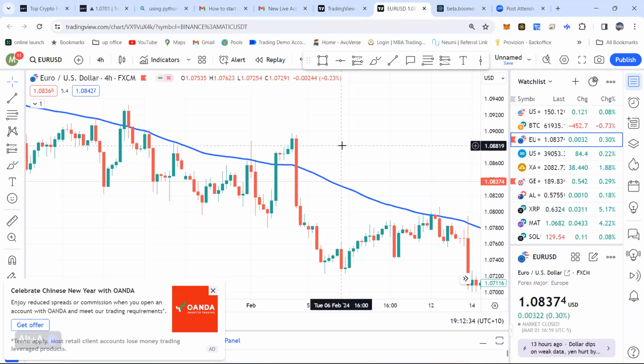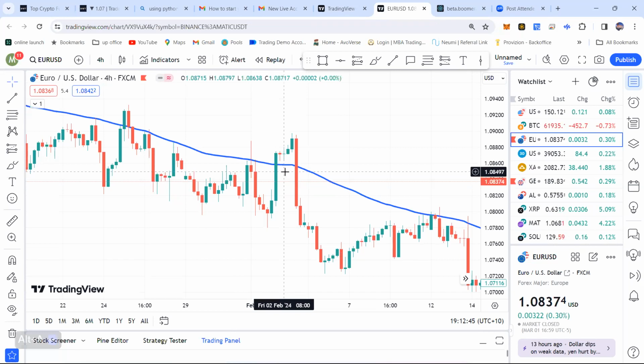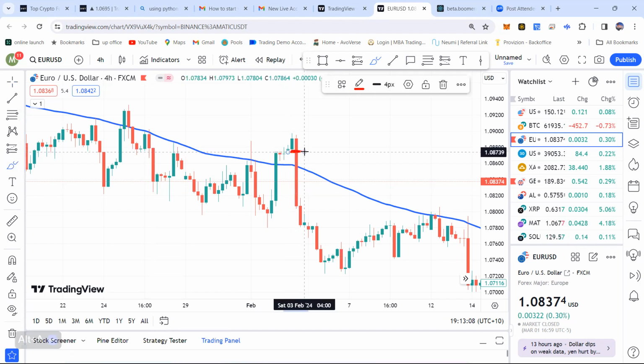But in this example, we're going to use this green candle, this red one, and then this red one. That'll be our 1, 2, 3 candles. What we're looking for is a gap between the bottom of the first candle and the top of the third candle. In this example, we've got the bottom of that green candle and the top of the third red candle.